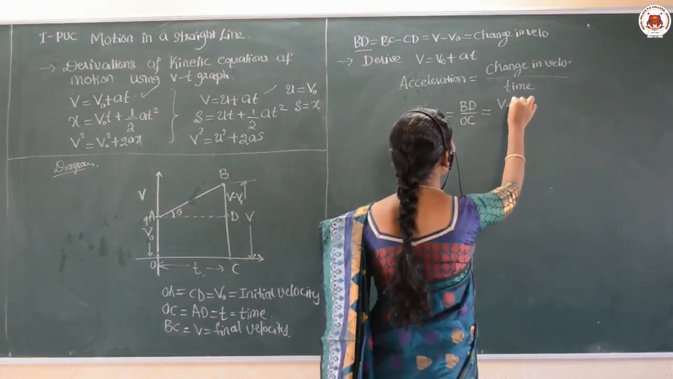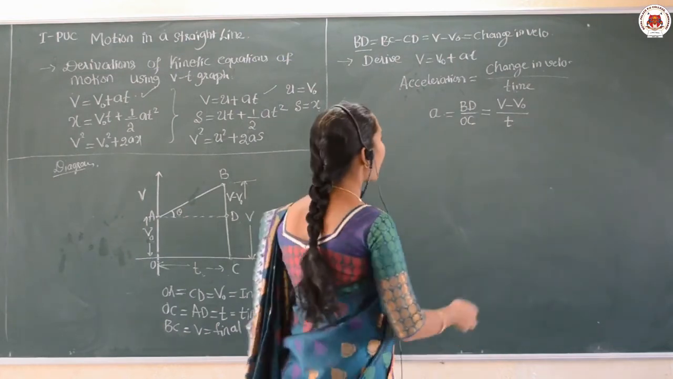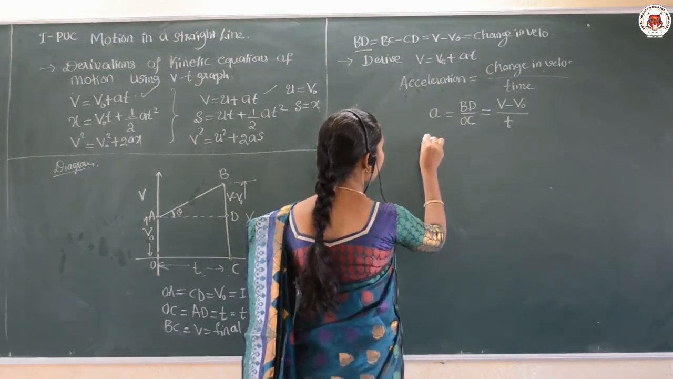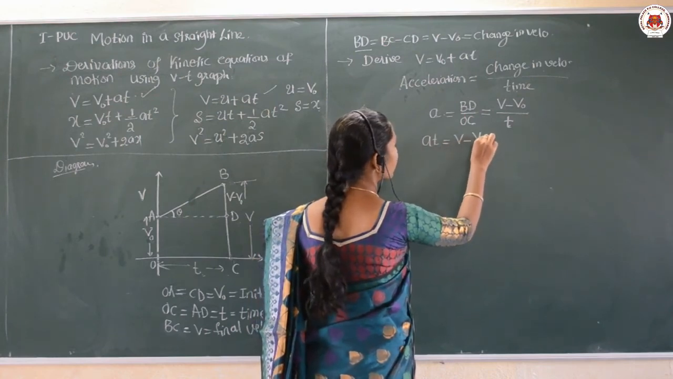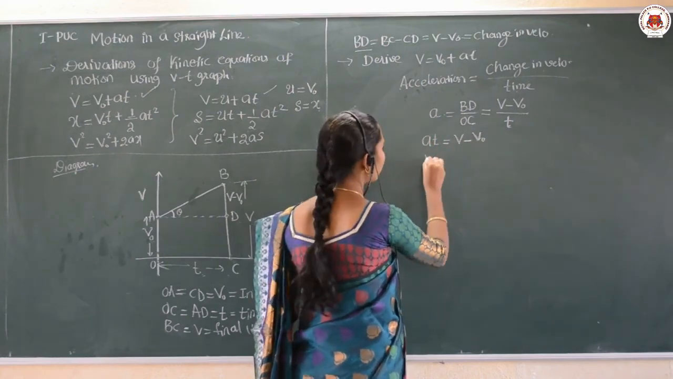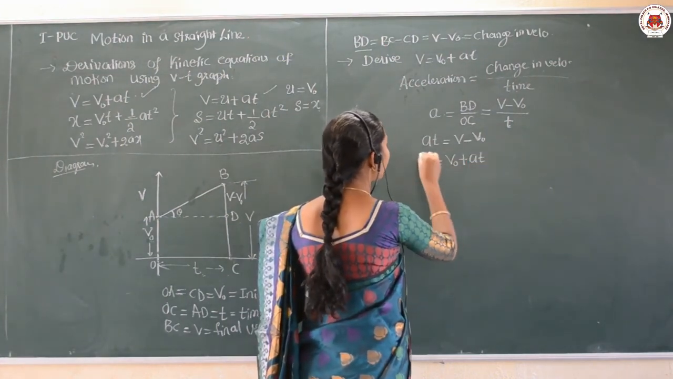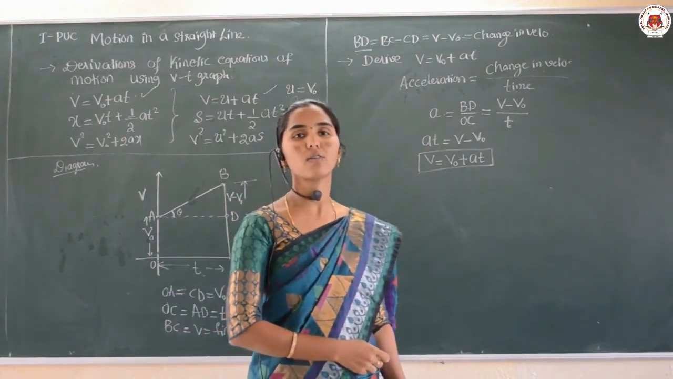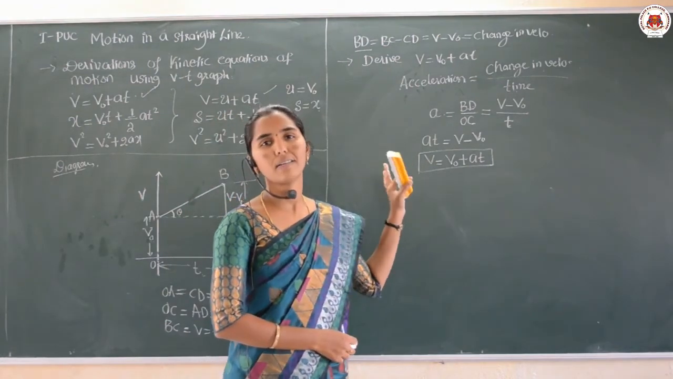BD means V minus V naught, and OC is the time here. Keep the LHS here, RHS here. This time is multiplied to the LHS, that comes AT, which is equal to V minus V naught. Then take this minus V naught to the other side and rearrange the terms. What do I get here? V is equal to V naught plus AT. This is my very important first derivation, the first equation of motion. Is that clear? Very simple derivation it is.